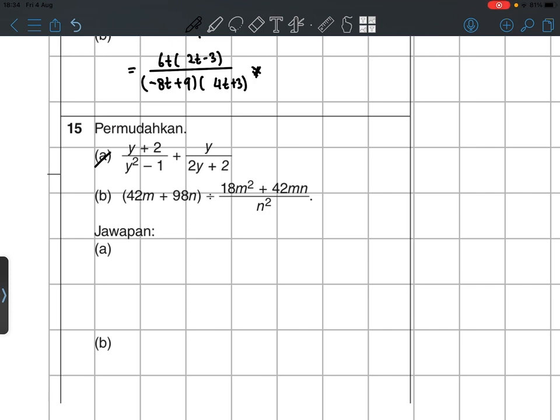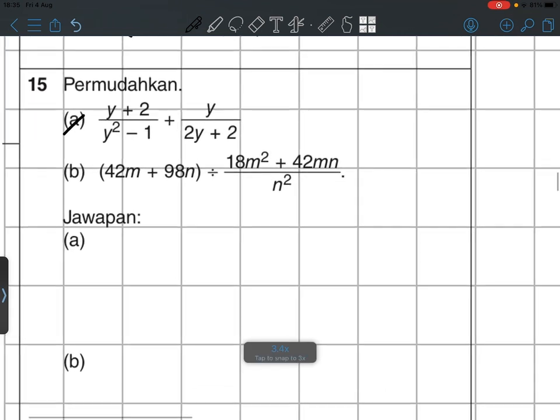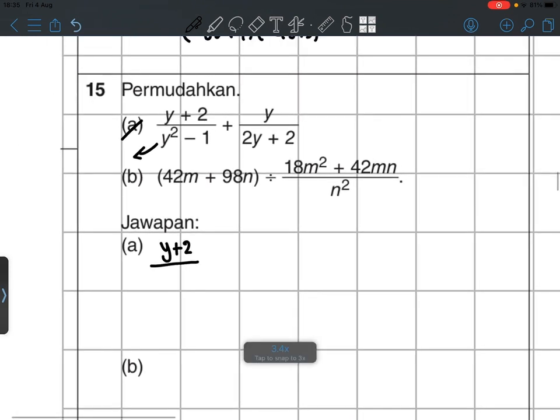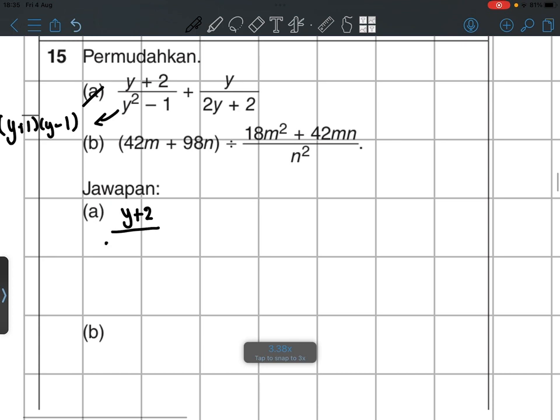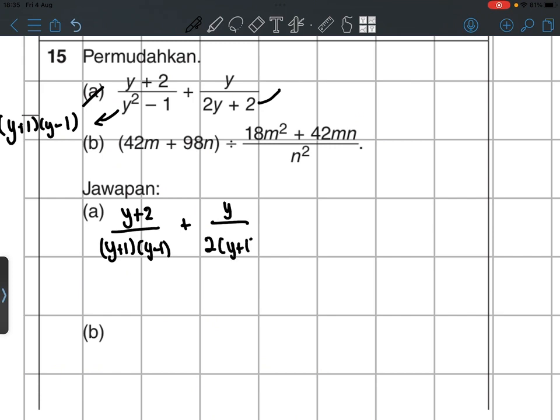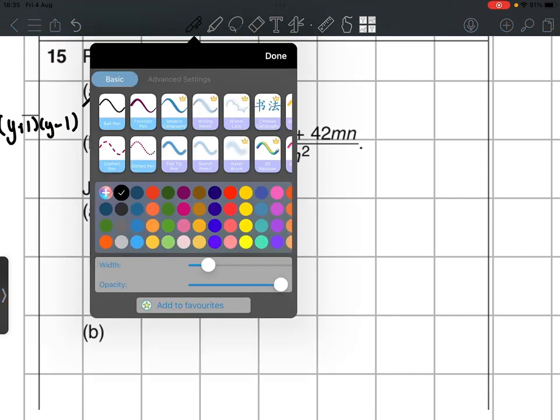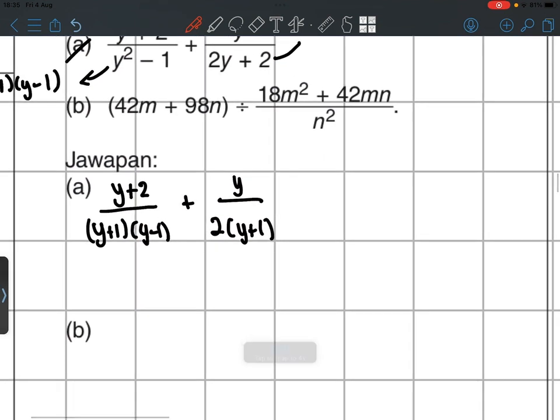Alright, let's see. y plus 2. We can apply (y plus 1)(y minus 1), plus the y. So we can factor 2y plus 1 over here. So we can make the denominators identical.